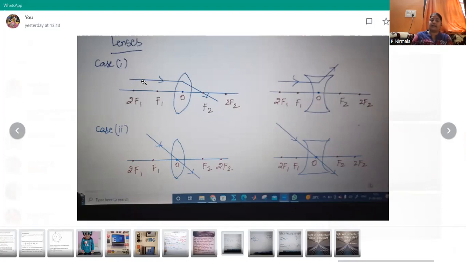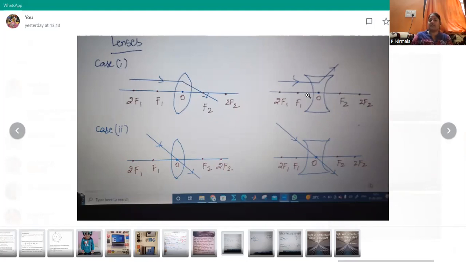Here a light ray is incident on the convex lens parallel to the principal axis and it is refracted. See, it passes through this lens, is refracted, and this refracted ray passes through the focus point. Next, in the concave lens, the same way, the light ray is taken parallel to the principal axis, incident on this lens, and refracted. This refraction goes away from the center of curvature, here away.